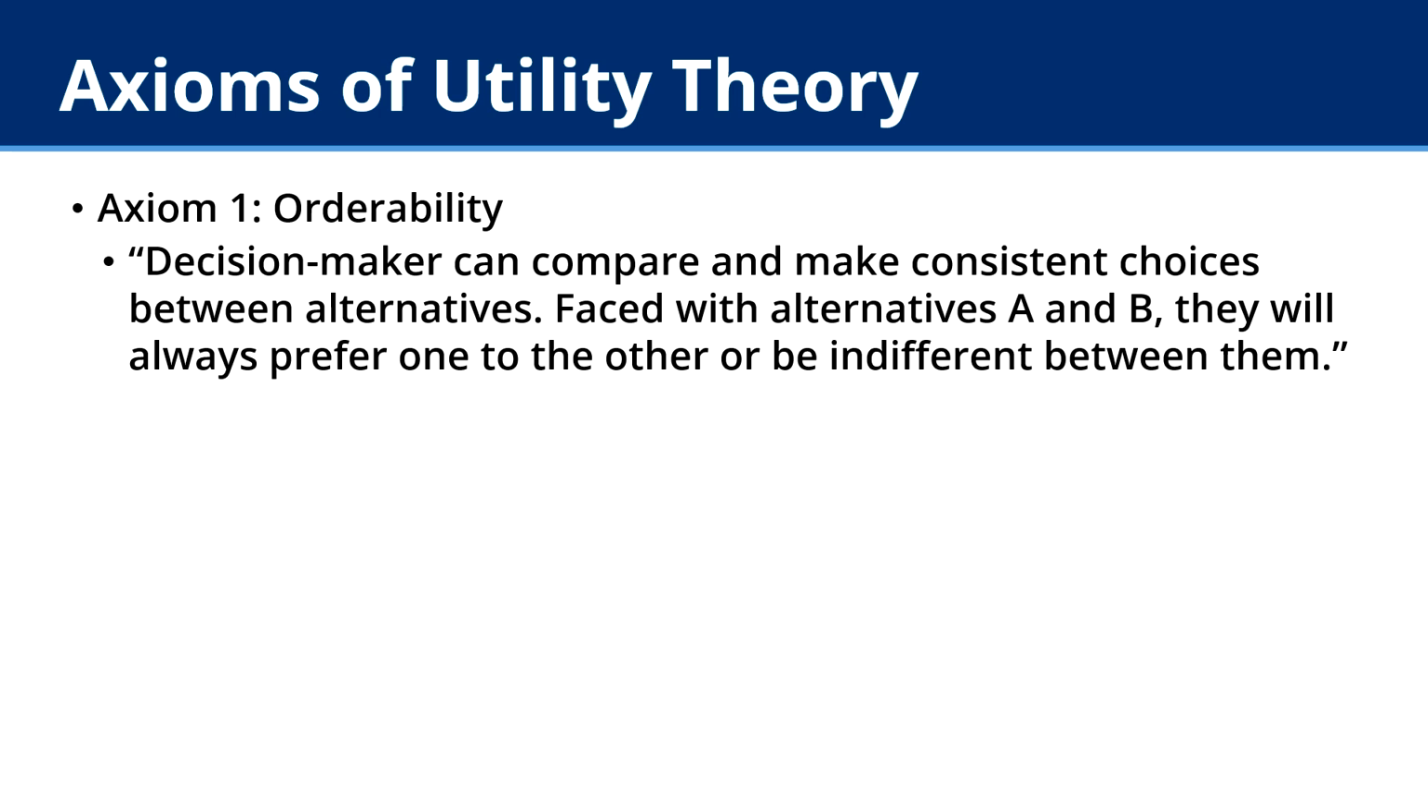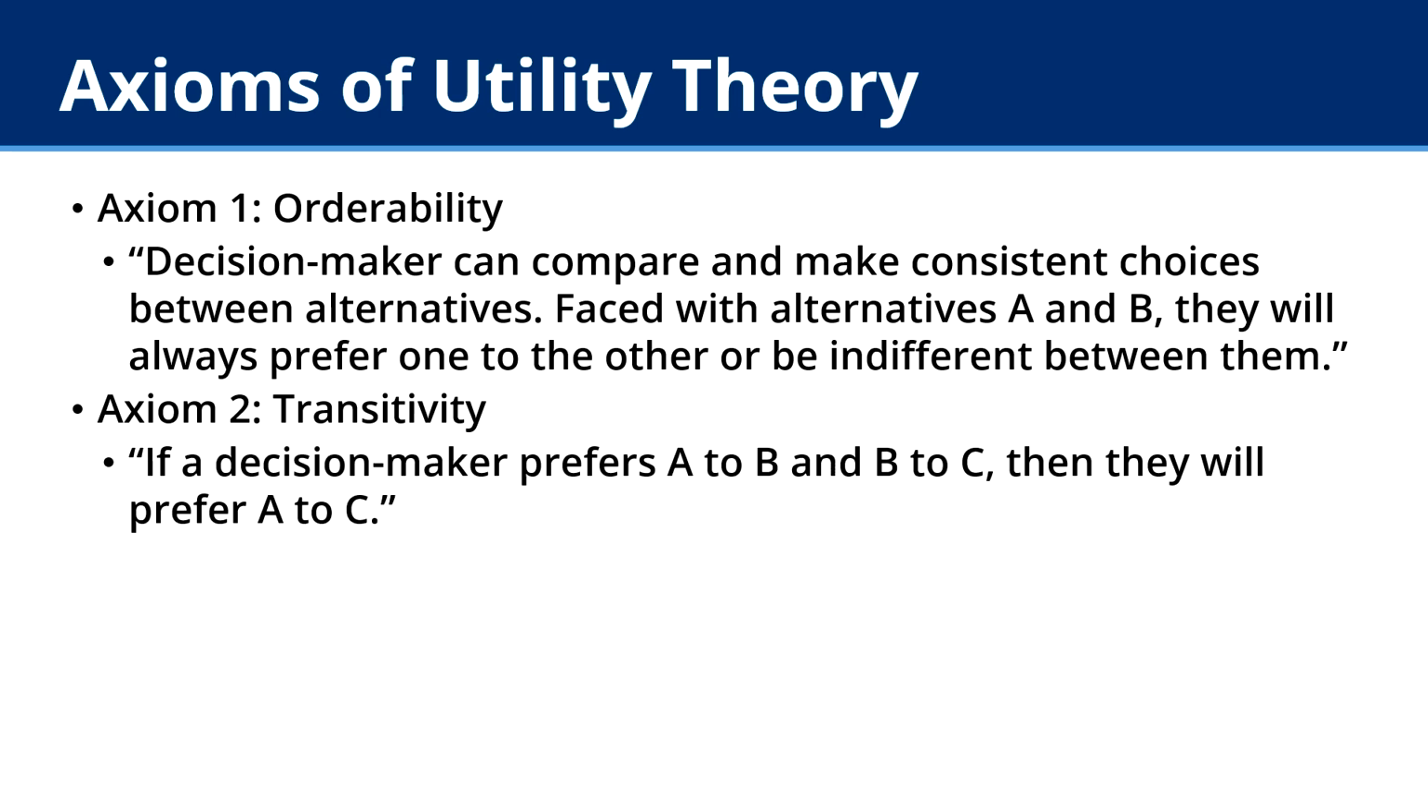The second is the transitive axiom, and this stipulates that if a decision maker prefers A to B and B to C, then they will prefer A to C. So this is a standard transitive property that many of us probably saw in different math classes in our lives. So this also holds in utility theory.